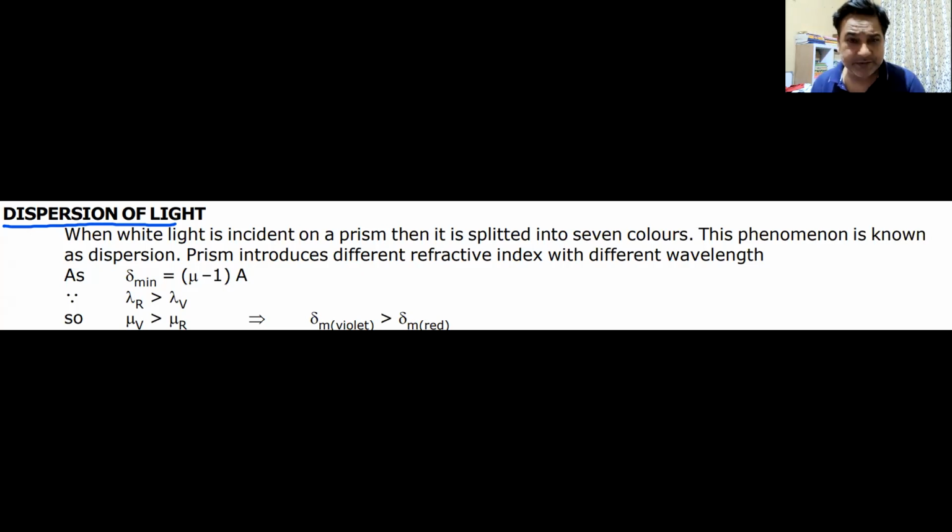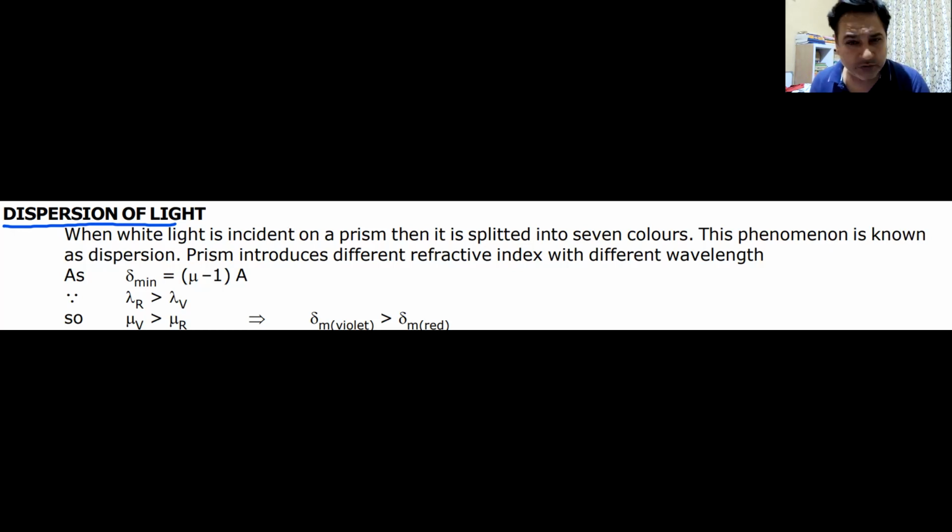You must have seen a rainbow. You might have seen it if you have a prism. It's very simple: a glass prism, and if white light, normal light, falls on that prism, and when it gets out of that prism on the other side, you will see that this white light has split. White light basically consists of how many colors? 7 colors. VIBGYOR, 7 colors.